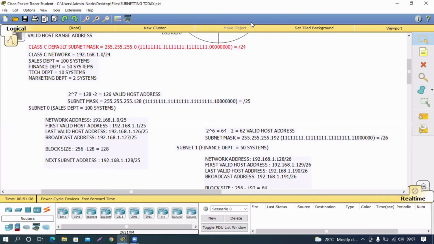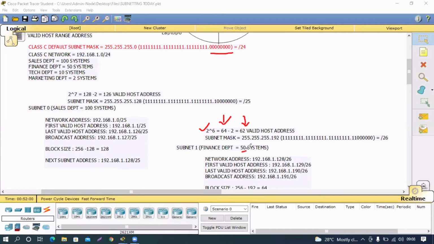So how many host bits do we have? 8, right? So which power are we taking? Which power is bigger than 50? 2 to the power 6, right? So you are getting 64 minus 2, you are getting 62.